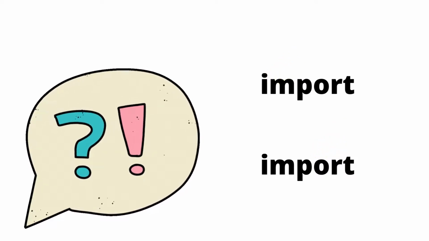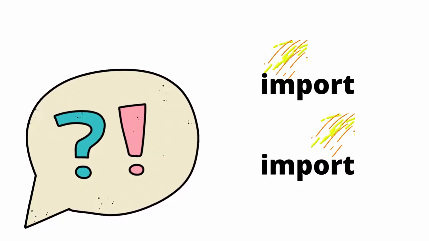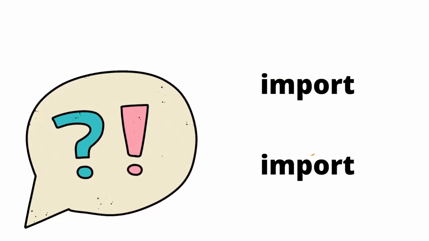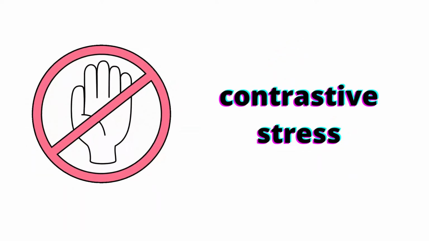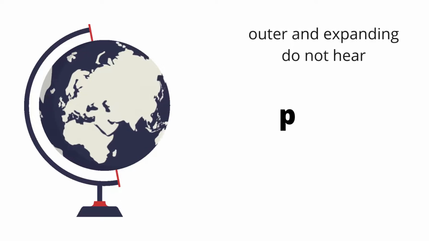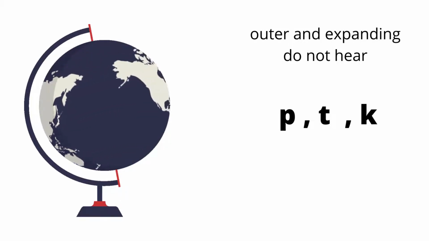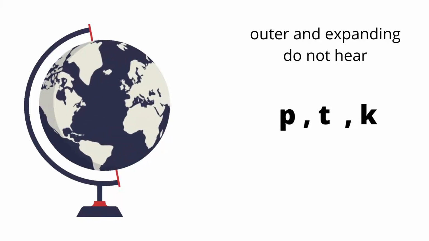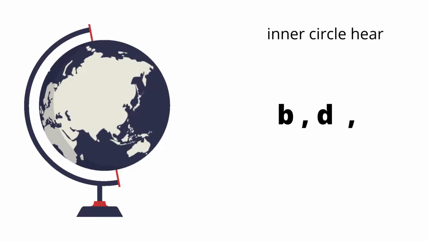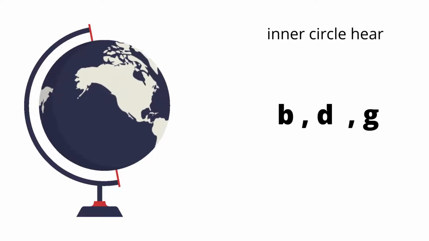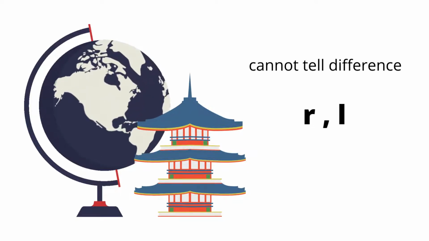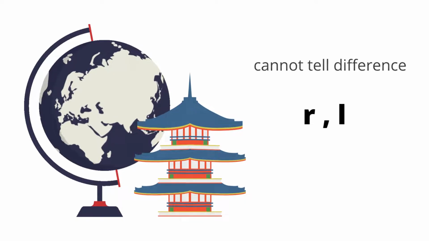Also, people from outer and expanding circles don't change their pronunciation to tell the difference between nouns and verbs in pairs like imports and import, as people in the inner circle do. They also don't use contrastive stress to emphasize words. When it comes to sounds, countries in outer and expanding circles do not hear the initial aspiration of voiceless plosives like P, T, and K. Instead, countries in the inner circle hear B, D, and G. Some expanding circle speakers, like Japanese speakers, don't know how to tell the difference between R and L.